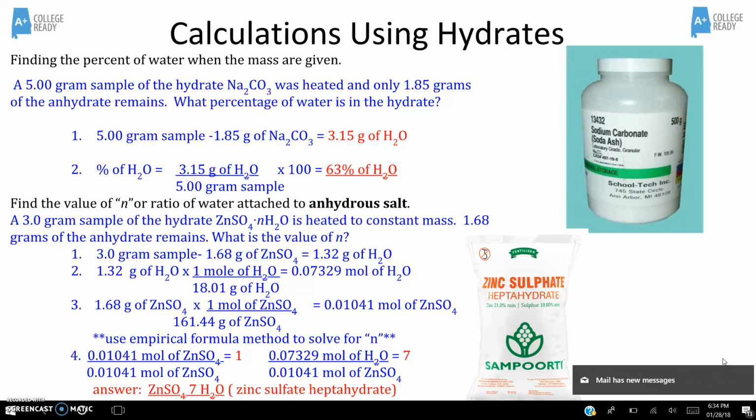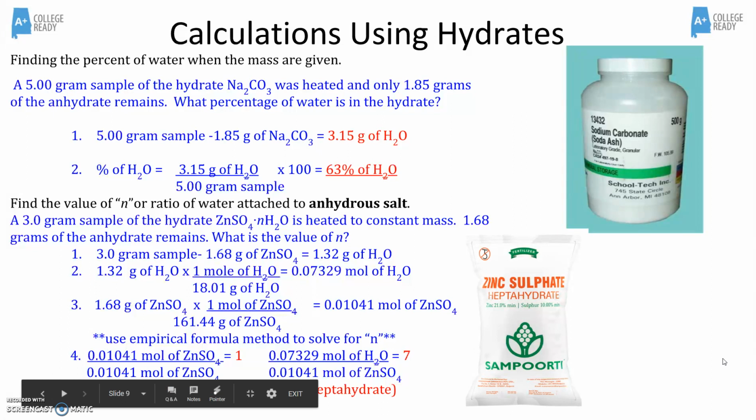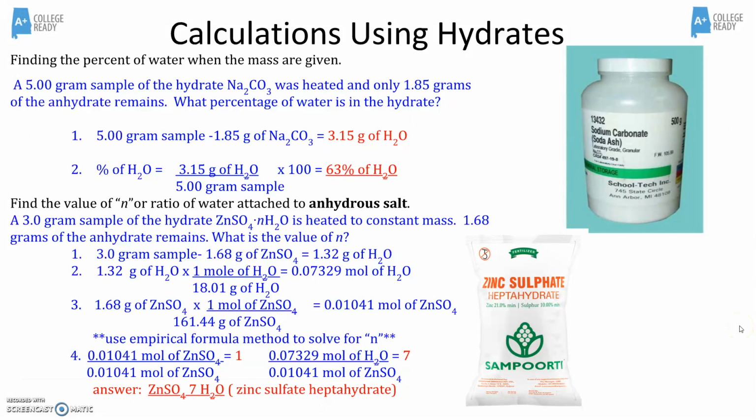Just like you did in an empirical formula, you now have to look at the least mole amount, which is of course my zinc sulfate, and I will divide its moles by itself to get a ratio of 1, of course, and then I will take my moles of water and divide it by the moles of zinc sulfate, and that will give me a value of 7. So now the answer is zinc sulfate. Now again, that little dot is missing on the PowerPoint there, I see, added to 7 waters, and it's called zinc sulfate heptahydrate.